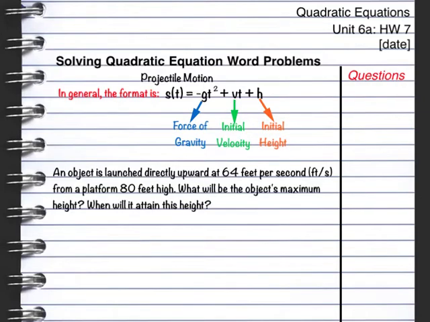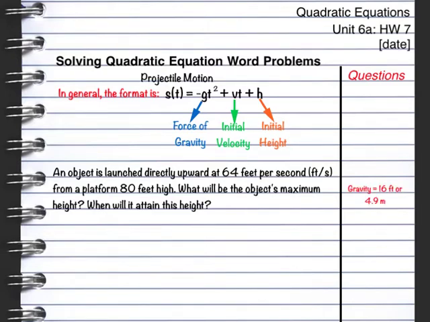So an object is launched directly upward at 64 feet per second from a platform 80 feet high. What will the object's maximum height be, and when will it attain this height? So a couple of things. Number one, they didn't give me an equation, so I need to go ahead and create my equation based on the pieces I was given.